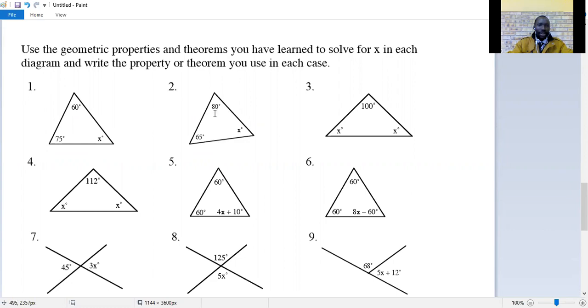Then in this one we have 80 here, 65 here, we got this one to be 35. So this one is also acute angled. This we got to be 100, this we got to be 40, this is 40, this is called an obtuse angled triangle. You use that same property to solve question 4, question 5, question 6. Then you submit your solution right away.